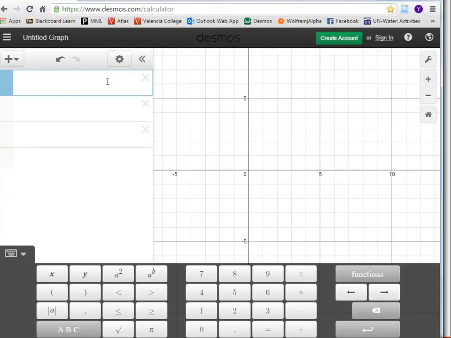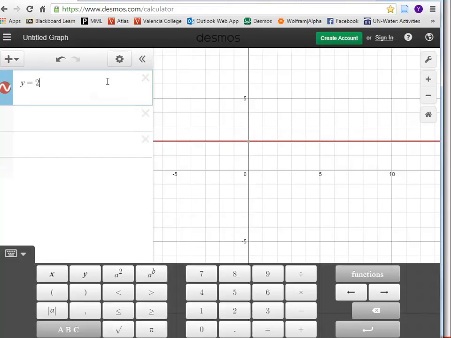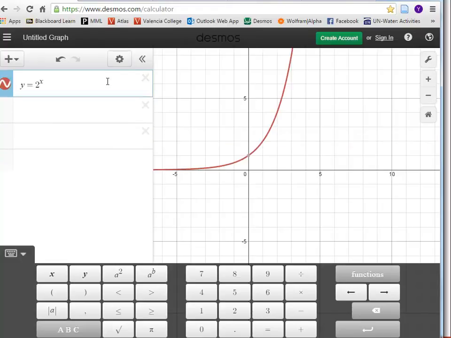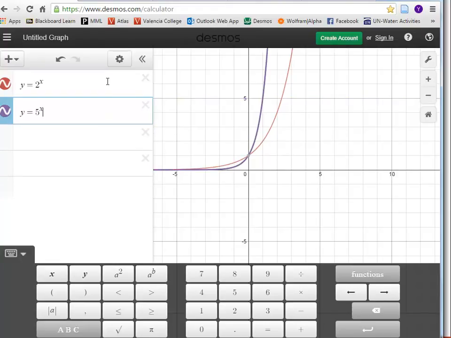All right, now real quick, one thing I want to point out to you here. Remember when we were graphing exponentials earlier, we might have graphed y equals 2 raised to the power of x. We might have graphed y equals 5 raised to the power of x. We might have graphed y equals 10 raised to the power of x.